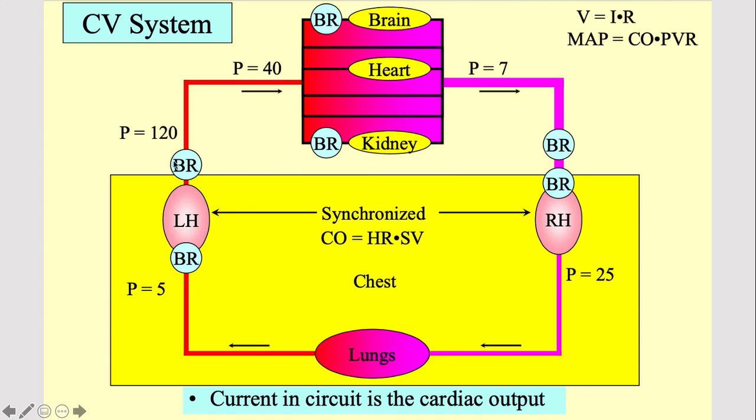Baroreceptors are located right after the left heart, in the aorta, the veins, the atria of the heart, the carotid sinus, the kidney, and the brain. That's how we monitor the pressures at the different areas, and how our body, through sympathetic input, can vasoconstrict or vasodilate specific areas to regulate blood pressure, right?